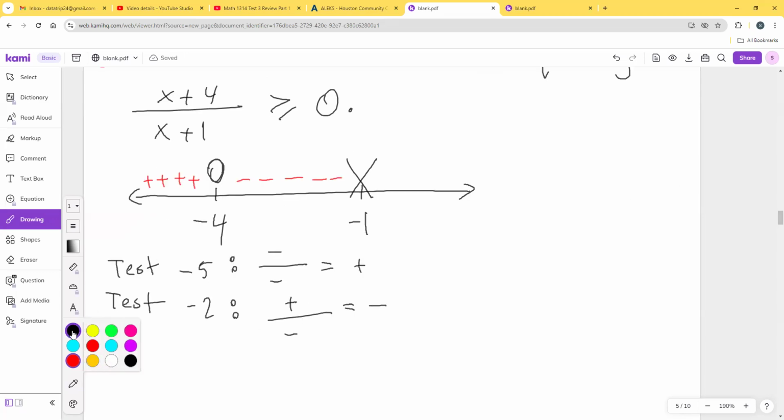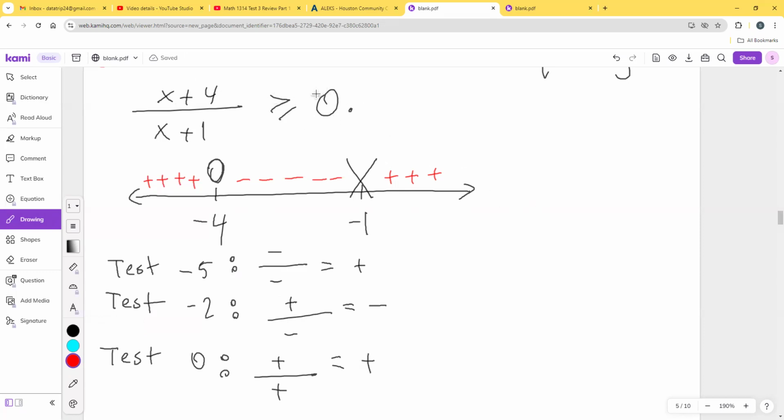Finally, we want to test the third region to see what kind of answer it gives us. So what number is good to use here? 0 is in that region. Very smart choice. 0 plus 4 is positive. 0 plus 1 is positive. Positive divided by positive is positive. So that means every time I pick a number from the third region, it gives me a positive answer. I am ready to set up my answer.